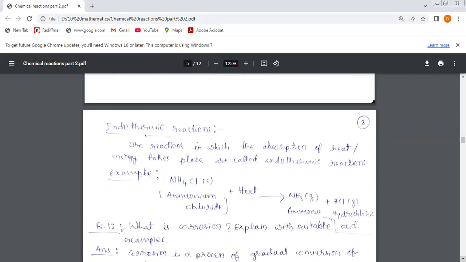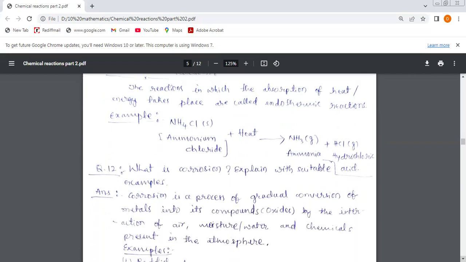Next is the endothermic reaction. The reactions in which absorption of heat or energy takes place are called endothermic reactions. This is the example. NH4Cl, ammonium chloride, which is in solid form, when you heat it produces NH3, ammonia, in gaseous form, plus hydrochloric acid is also formed. So this is the equation where heat is absorbed. So it's an example for endothermic reactions.